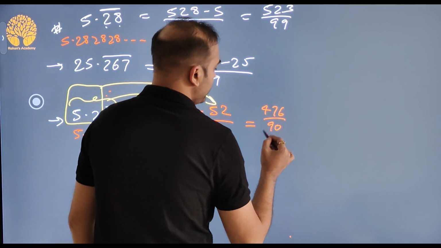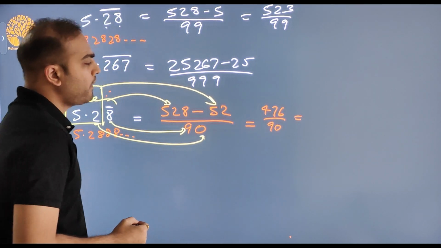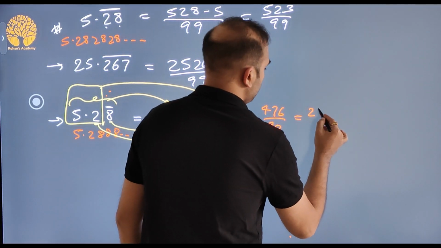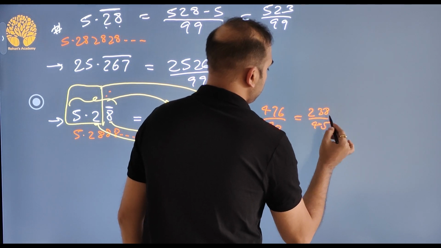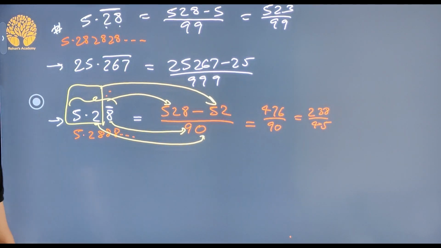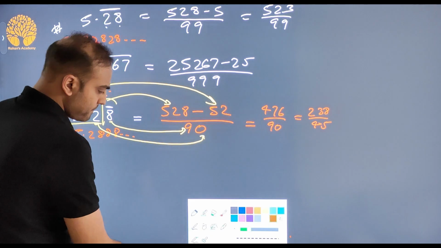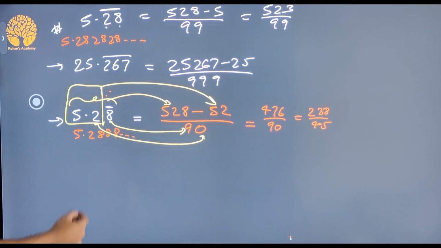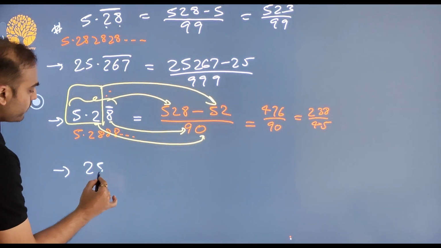476 by 90. Okay. Doesn't go by. Okay. Right, 238 by 45. Okay, I hope you understand this. Right, if you do, chalo, let's try a couple more examples.